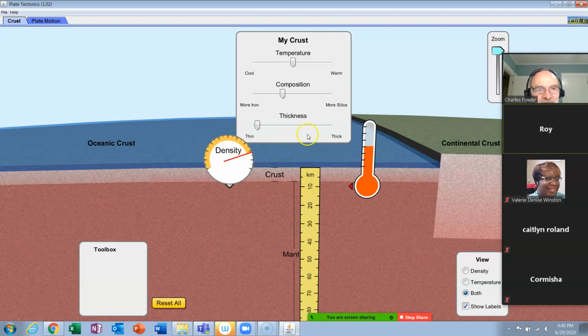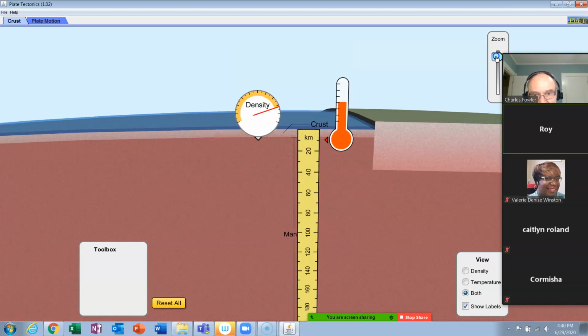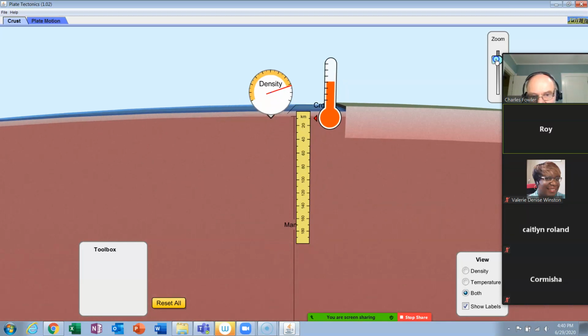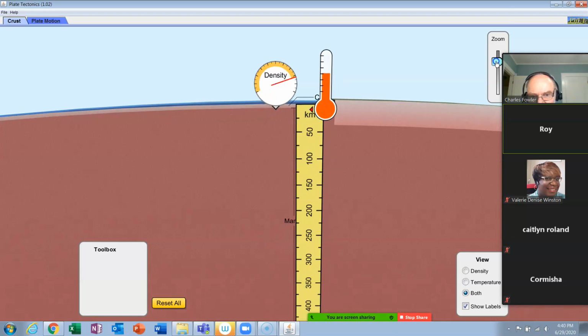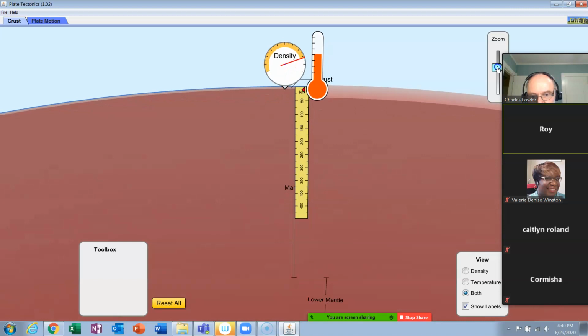All right. Now we go to the zoom. Not a boom box, but a zoom box. Okay. Now what we're going to do is pull this down, and you see where our ruler gets thicker too. Okay. And does it go all the way until you can see the boundary between the upper and the lower mantle? Does it say that? Okay. Yeah. And what is that boundary called?